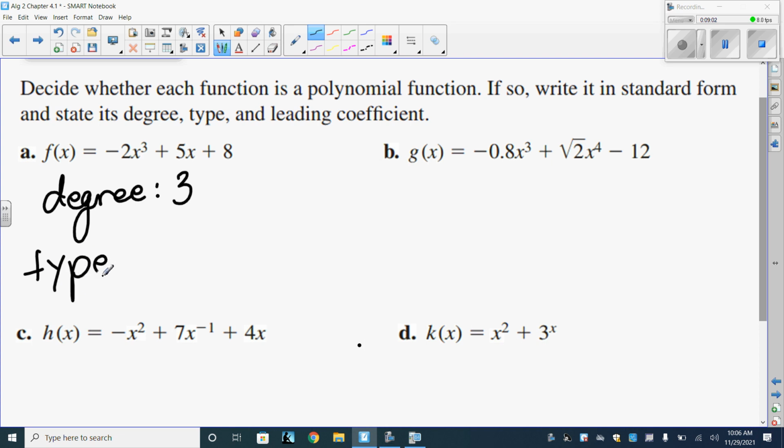Now what would be our type? So it'd be a cubic, because when a function is a degree 3, it would be considered cubic. All of these would be considered polynomial, because we did say that it is polynomial. And the leading coefficient is going to be the number in front of the variable with the biggest exponent. Any questions on A before we look at B?